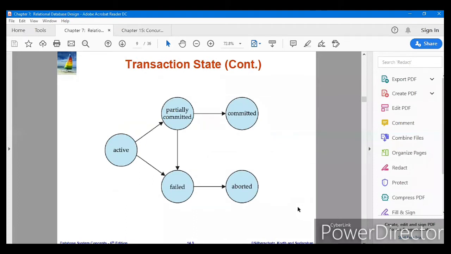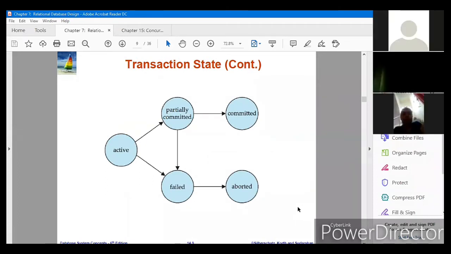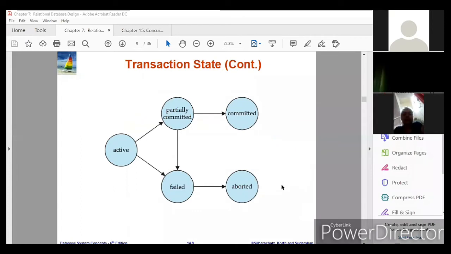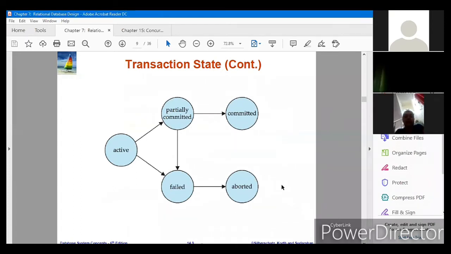So this is the diagram. First, it goes to the active state. Then it goes to partially committed. If some system failure happens, it gets failed. If nothing happens, then it goes to committed. If after failed, then you have to decide whether to restart from where it failed, or to kill the transaction. That is called aborted.